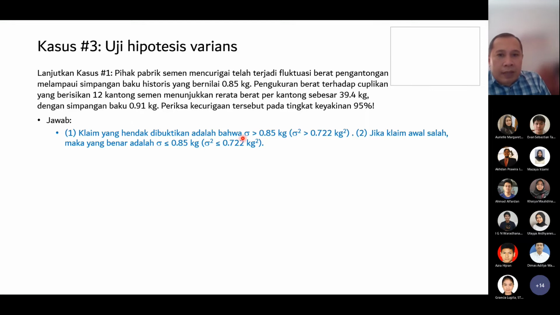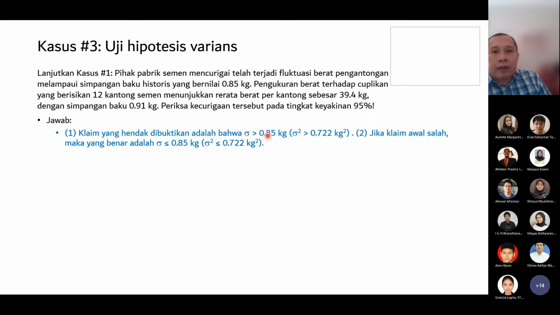So the claim that we want to prove is that sigma is larger than 0.85. So again, the company suspects that their process standard deviation has increased beyond its historical value of 0.85. Okay, or if we put it in variance, the variance is larger than 0.722. So all you have to do is just to take the square of it. If that claim is wrong, then the statement that becomes true is, of course, the complement. So sigma is less than or equal to 0.85 kilogram.